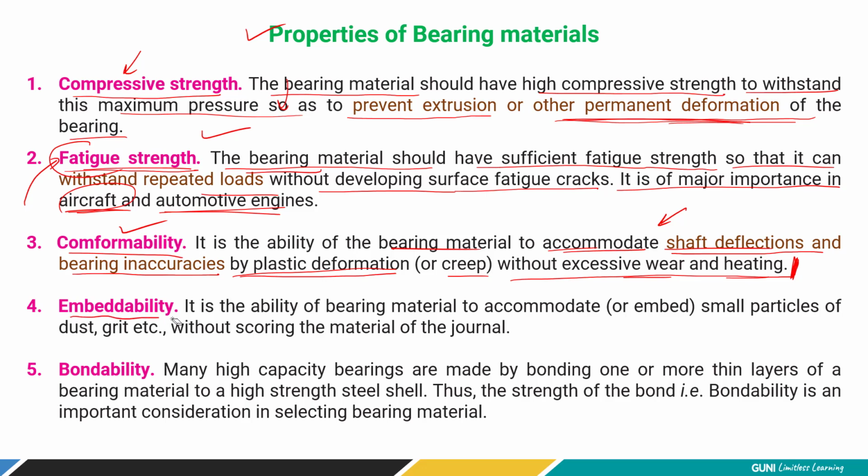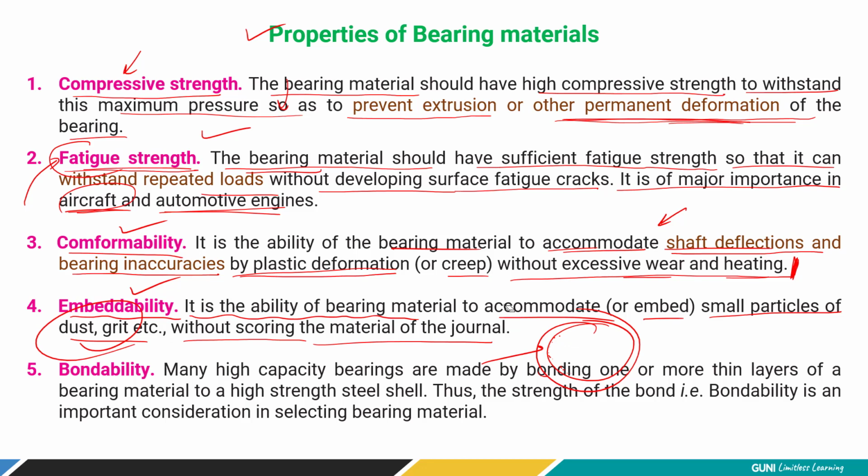The fourth is embeddability. It is the ability of the bearing material to accommodate or embed small particles of dust and grit, or you can say sand particles, without scoring the material of the journal, right? Now see, the bearing material, that is this static part, due to this embeddability property: if dust is simply floating in the environment, it may settle over here with the lubrication oil. During the motion, these dust or grit particles should embed, meaning get stuck in the bearing material, should not come out, and should not create any scoring.